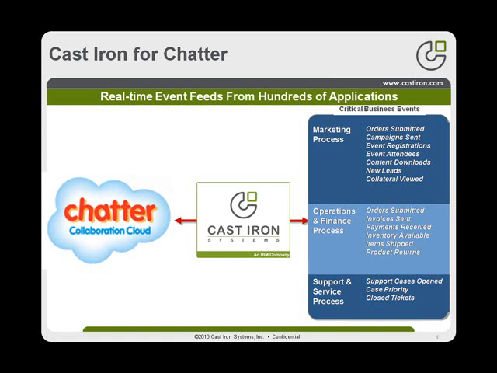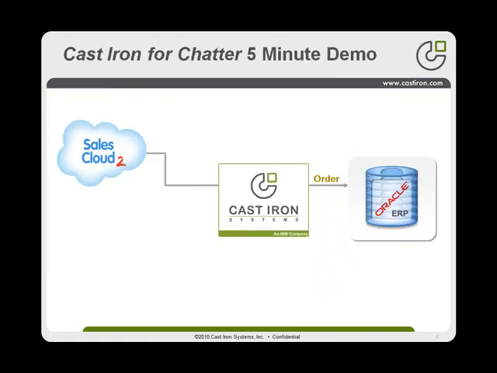It involves, in the marketing area, things such as event registrations, website visits, new leads, orders submitted, etc. In the order management and finance areas, such as statuses of orders, invoices, payments, product returns, etc. As well as the support and service areas, where it's information on cases, closed tickets, support cases, etc. And all this information can be extracted and provided in real time to Chatter without writing a single line of code. So what we're going to show you today is this configuration, not coding experience, using Cast Iron for Chatter.